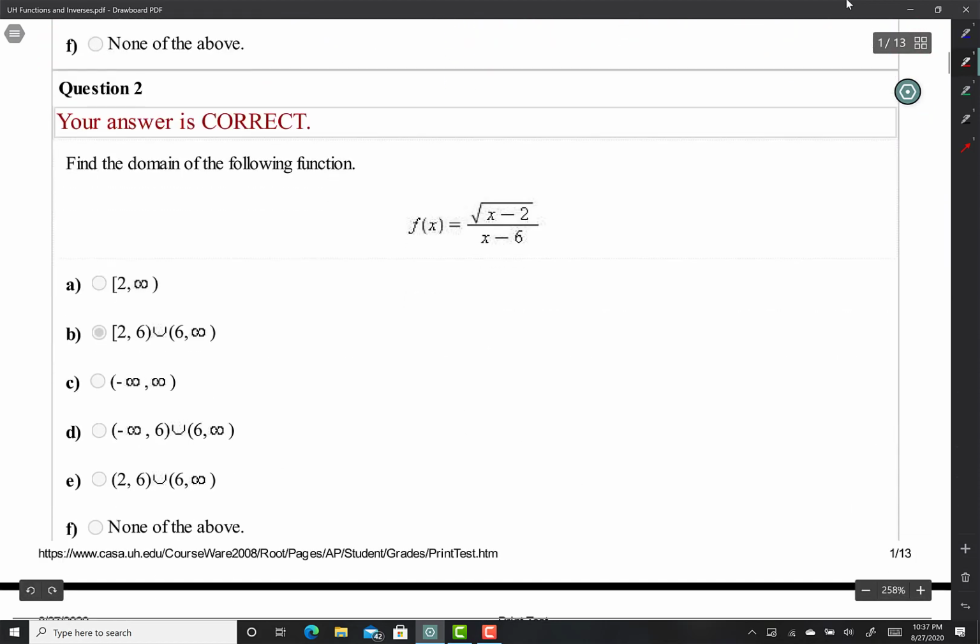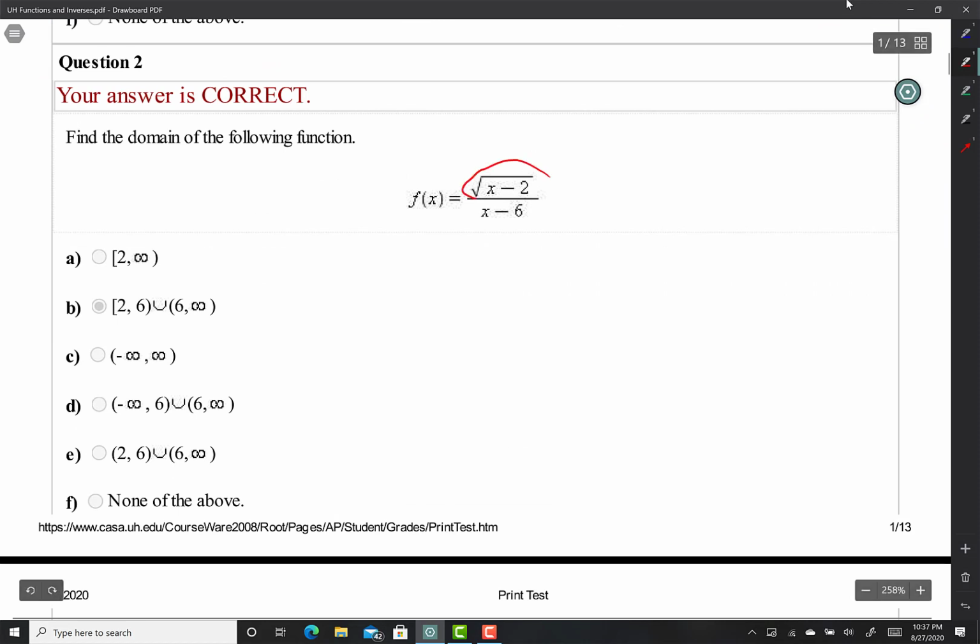All right, this one, find the domain. Notice you have a square root in the top. Remember that with square roots, the smallest value you can have inside a square root is 0. You can't have negative numbers inside the square root, guys, because then that would be imaginary. So you take the expression x minus 2 and you say, well, the smallest that can be is 0. And then you just solve for x. So x is greater than or equal to 2.